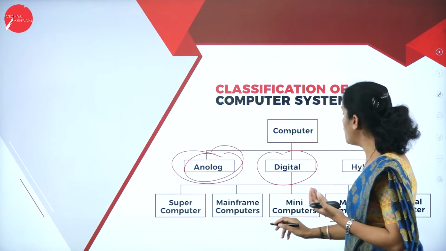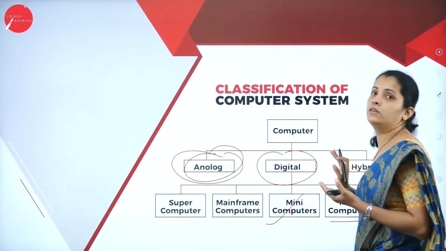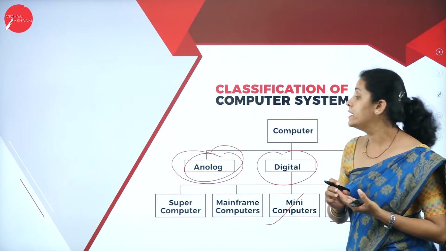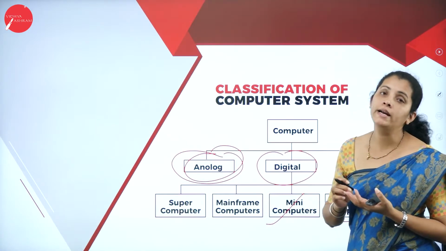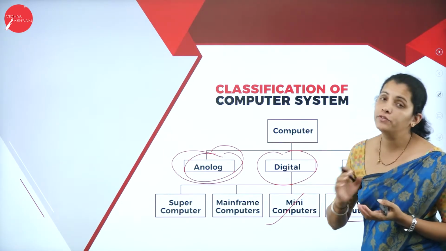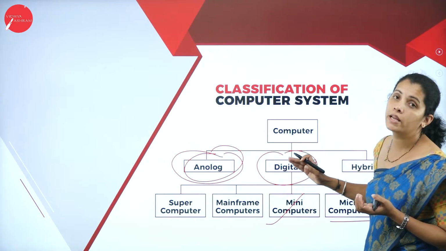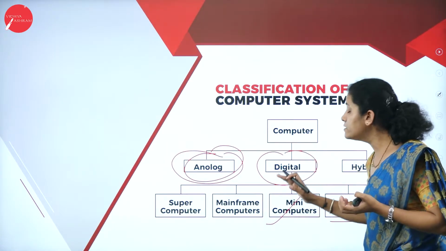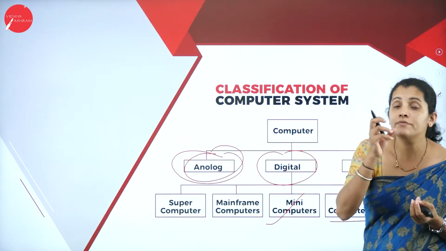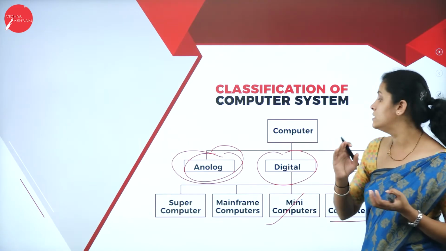Then we are going to have mini computer. That means when compared to microcomputer, the execution speed of the mini computers is high, and the storage capacity provided by the mini computers is high, and the size of the computer is very small, and the execution speed is very high. And these kinds of mini computers are mainly used to perform specific tasks like CAD designing, that is computer aided designing.